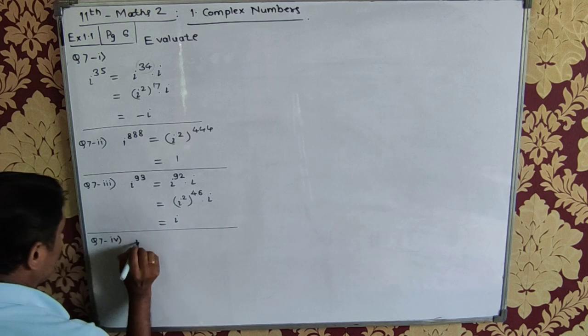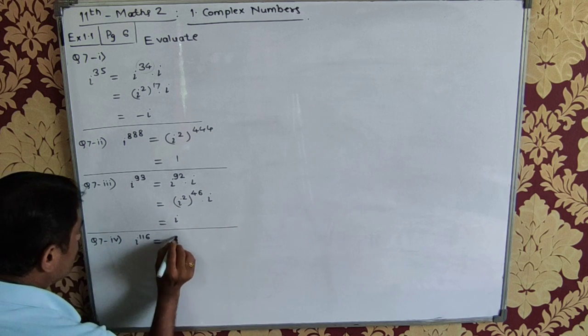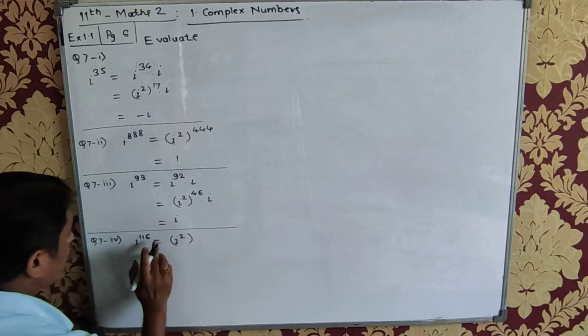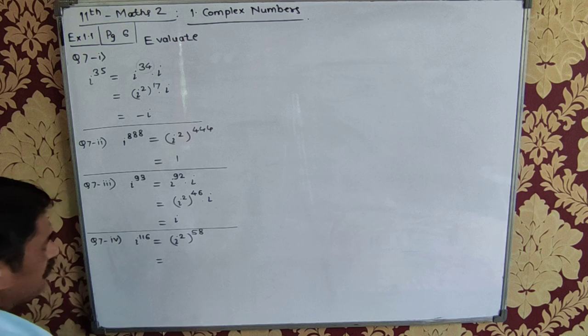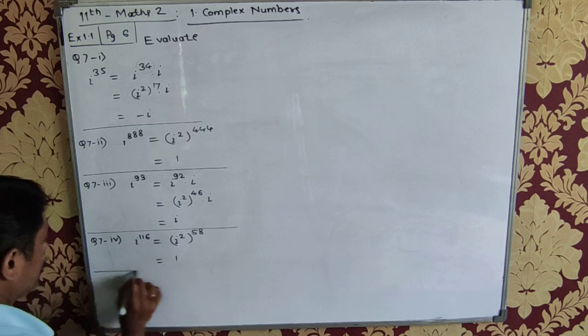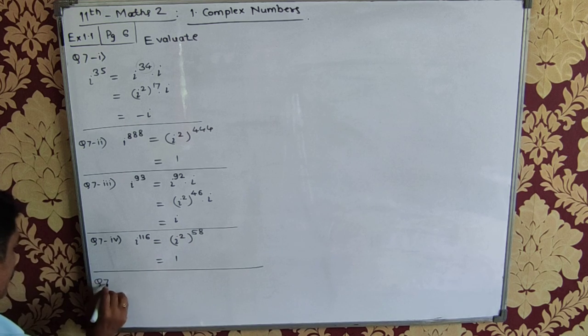i raised to 116. This is i square raised to 58. i square is minus 1, raised to even number is plus 1. Question number 7 (v).